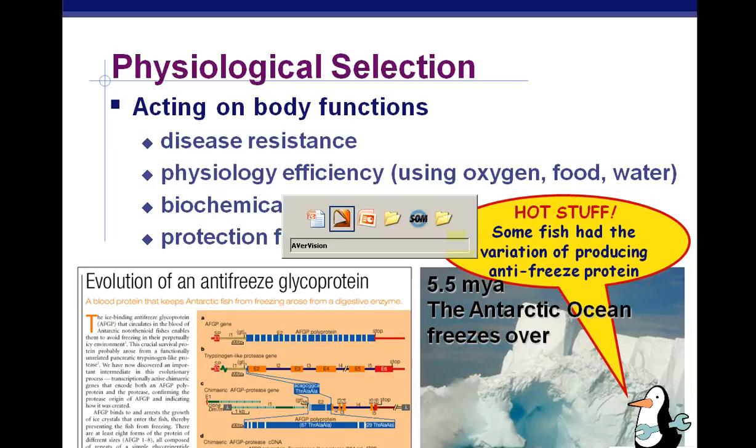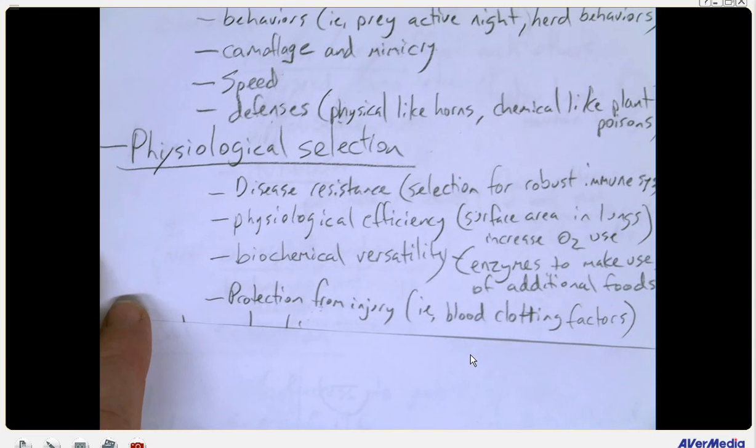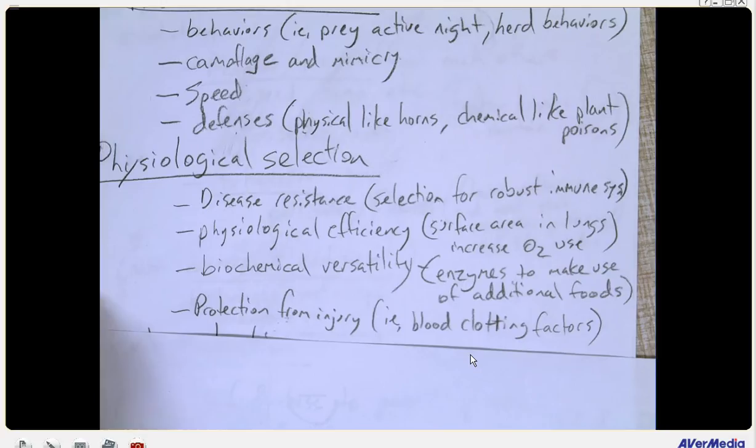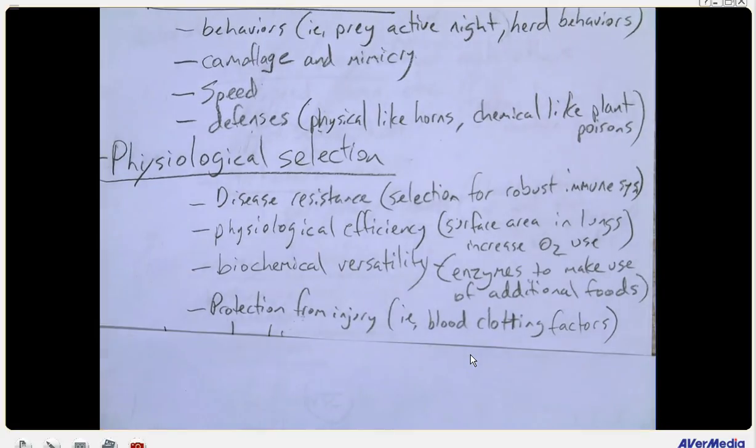All right, back to our notes. And let's copy this down. Physiological selection. We have disease resistance, selection for a robust immune system.